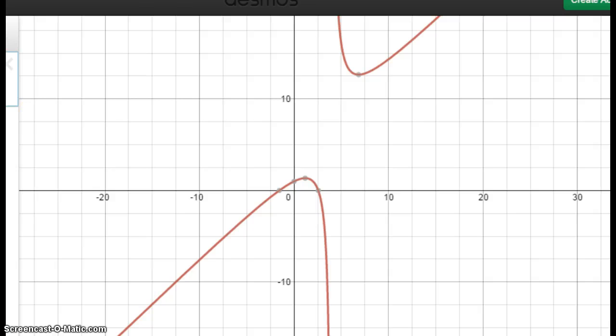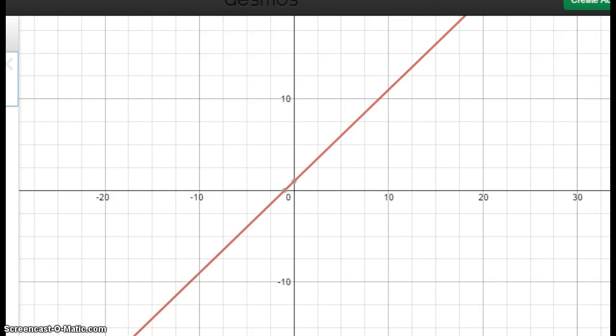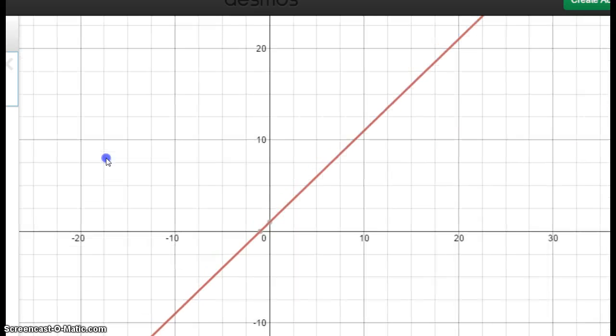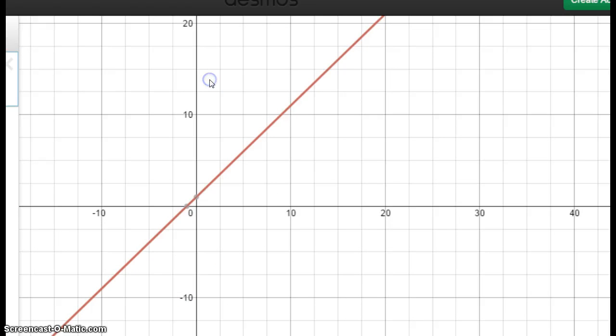Oh, I typed it wrong. It's 3x. Okay. That just looks like a line, because according to our conclusion, we cancel out the factor of x minus 4. We just have the x plus 1 graph, which is true because we have a y-intercept of 1 and a slope of 1. Let's look at our hole, which is at x equal to 4.